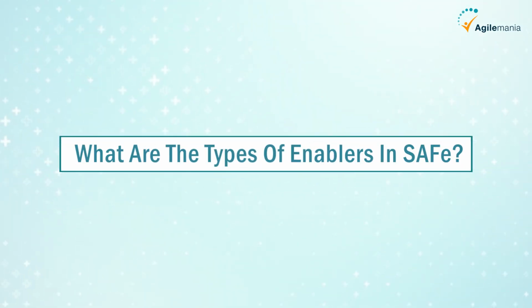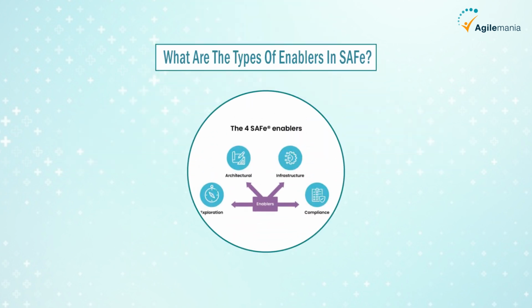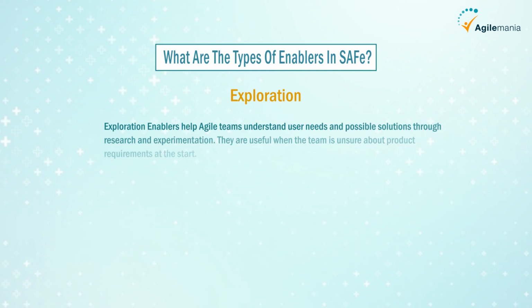Now let's look at, what are the types of enablers in SAFe? Enablers in SAFe projects come in various types, each serving a specific purpose. Here are the common types of enablers. First is exploration. Exploration enablers help agile teams understand user needs and possible solutions through research and experimentation.